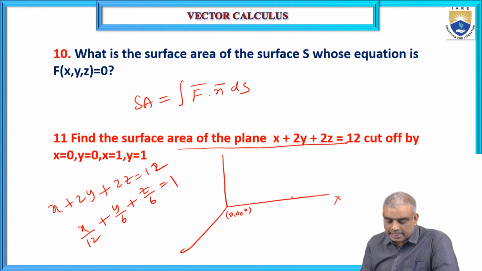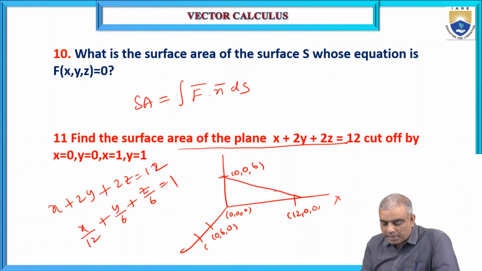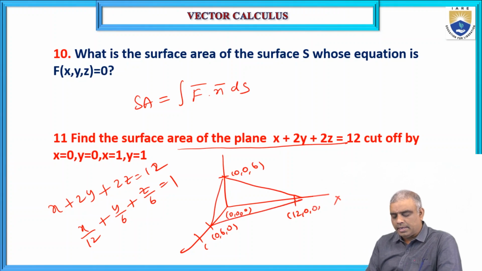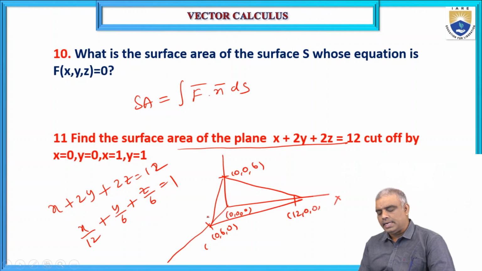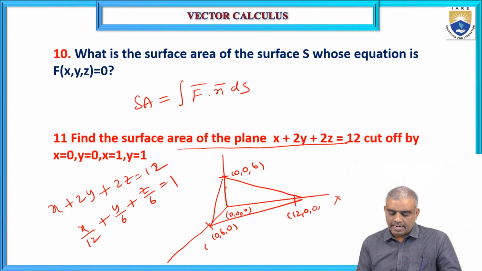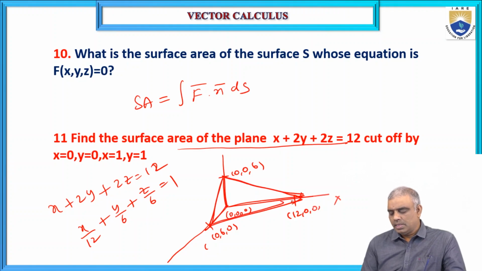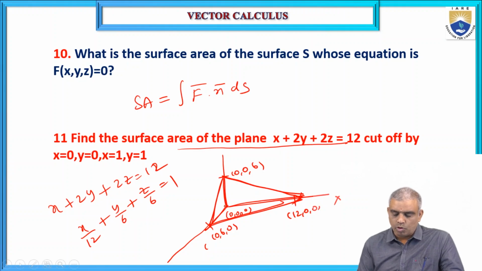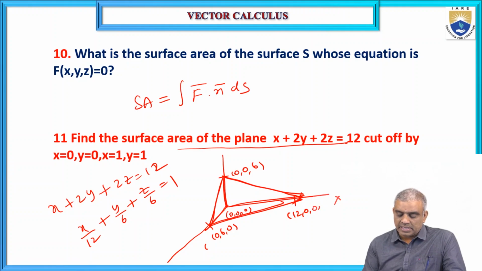That means the x intercept is (12, 0, 0), the y intercept is (0, 6, 0), and the z intercept is (0, 0, 6). So this is the plane. This is the plane bounded by the coordinate axes, because it is a tetrahedron. Here you can observe the three axes and the plane bounding it. So we have to find the surface area, with x from 0 to 1 and y from 0 to 1. I will just explain, you do the problem.